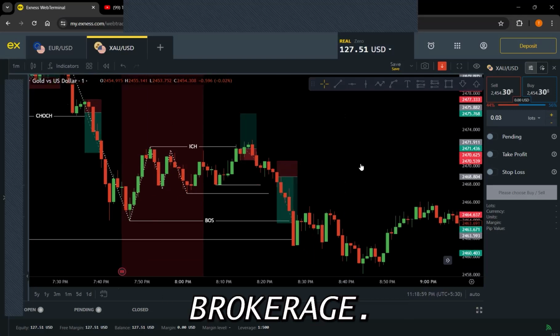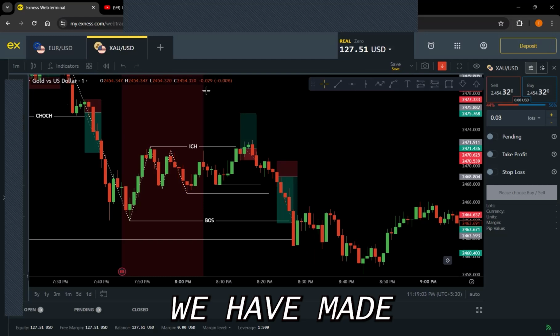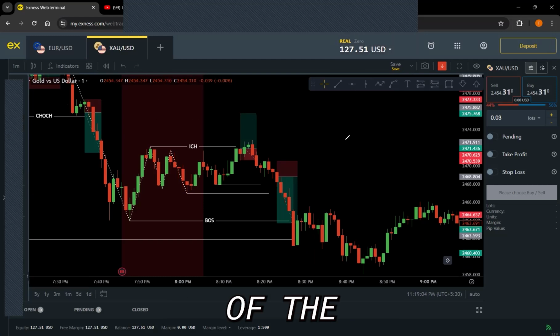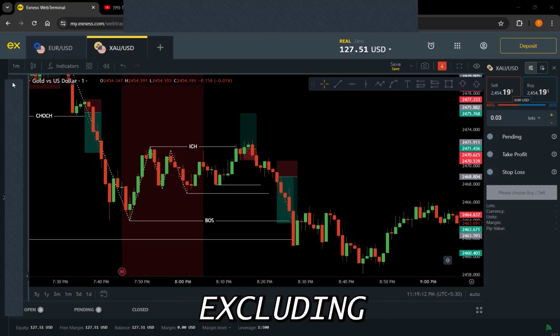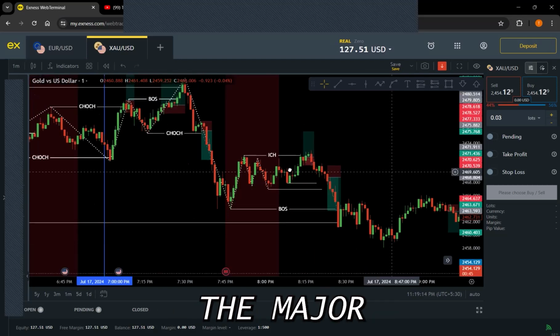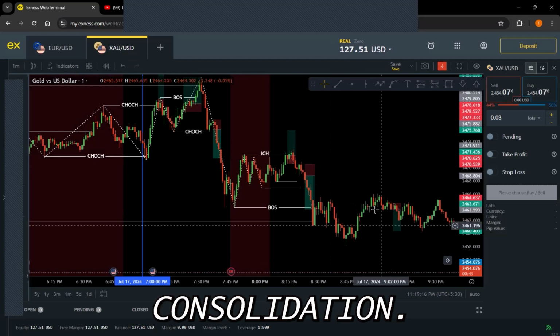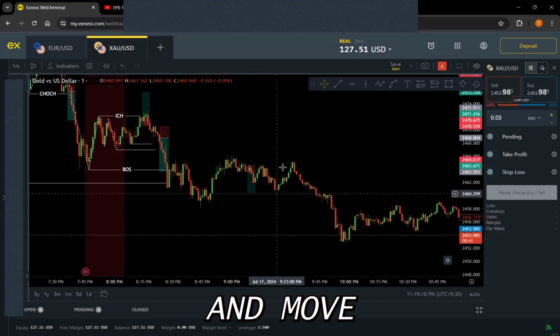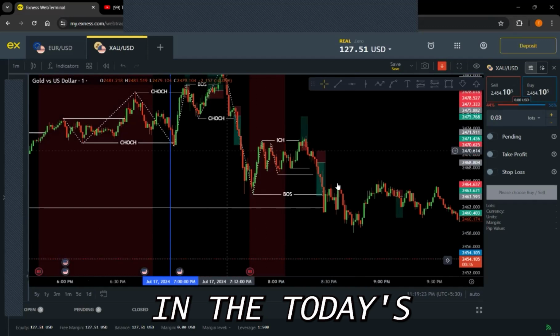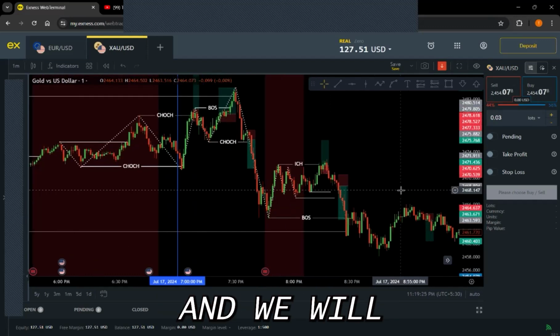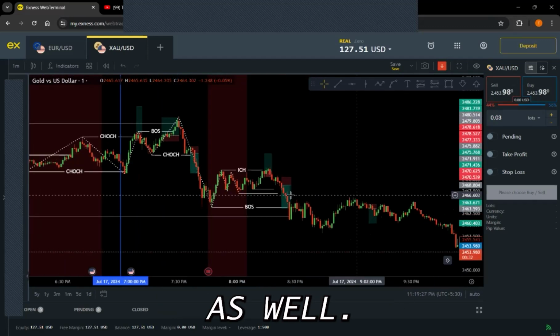If we calculate the brokerage, what would happen is we have made around 1.75% in the market, so it's about 2% including the brokerage, and excluding the brokerage, as I've told you. Okay, so these are the major trades that we have taken in the market, and then there was a consolidation. So I was trying to backtest and move forward. However, the price was majorly consolidating in the market, but in today's session, we made a good profit, and we will be continuing this series in the future as well.